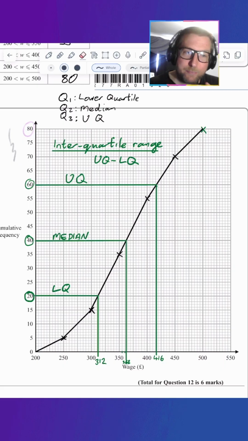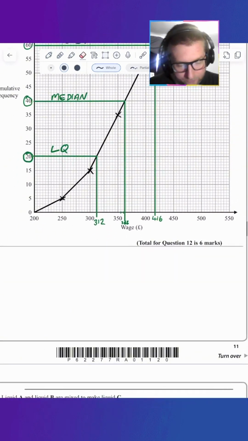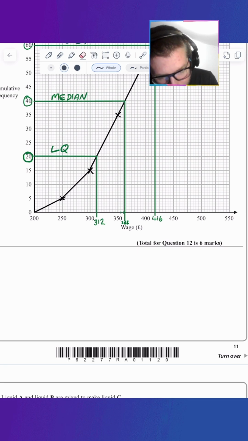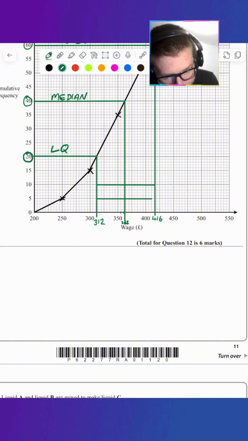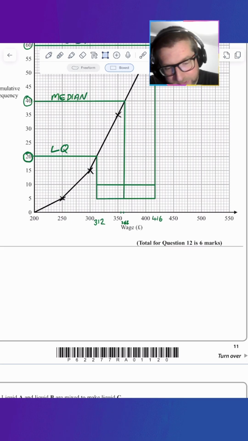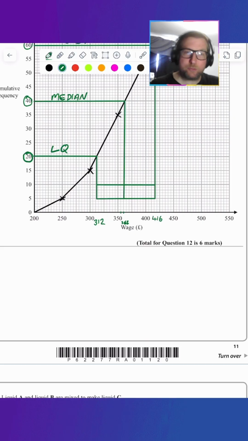So now, if we think about how we use this to draw a box plot, a box plot is just drawn using these values. So the lower quartile forms the bottom of the box, the median is a line inside the box, and the upper quartile is the top end of the box in the box plot. That's the box part of the box plot, but we also need the whiskers.